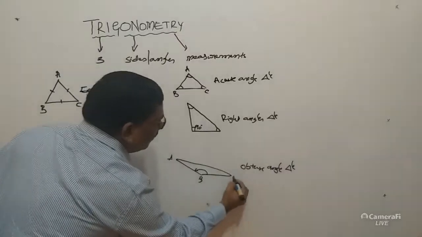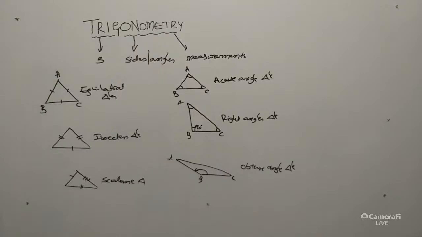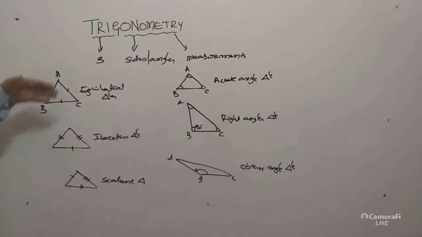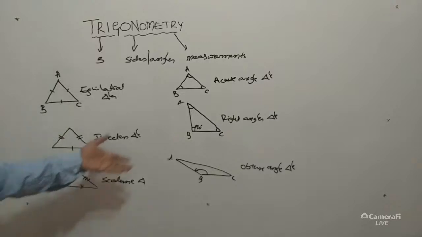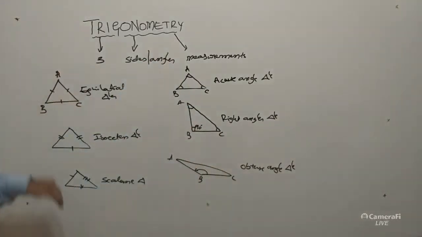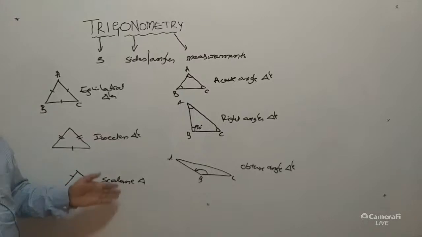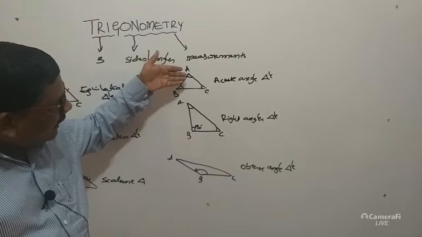These are all triangle ABC. Trigonometry stands basically on triangles, but you must understand the types of triangles, as you have studied in class 8 and class 9. Triangles are classified based on sides as well as angles. Equilateral has all sides equal, isosceles has any two sides equal, and scalene has all three sides different.